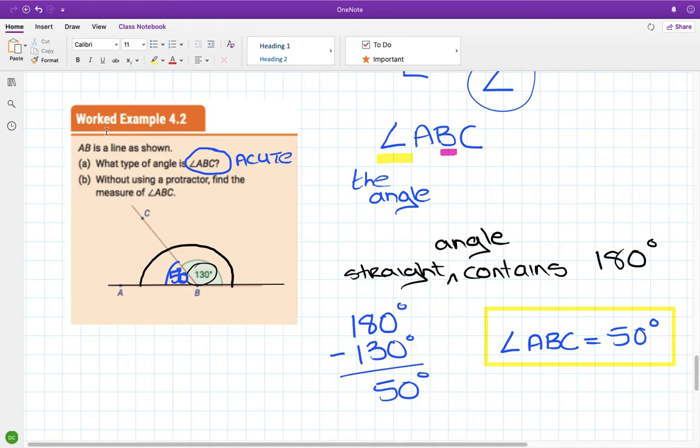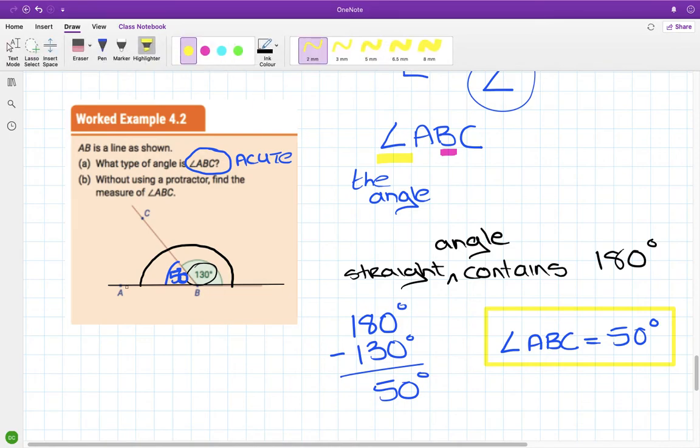Okay, so we look at this. The glaring thing that stands out to me, and the first thing I highlighted, was that straight line, because that was everything I needed to know about this question. I see the straight line and I say, I know the straight line is 180. And then this line down here is splitting up this big angle, which I know is 180. So it splits it up into 130 and something. So I just subtract.